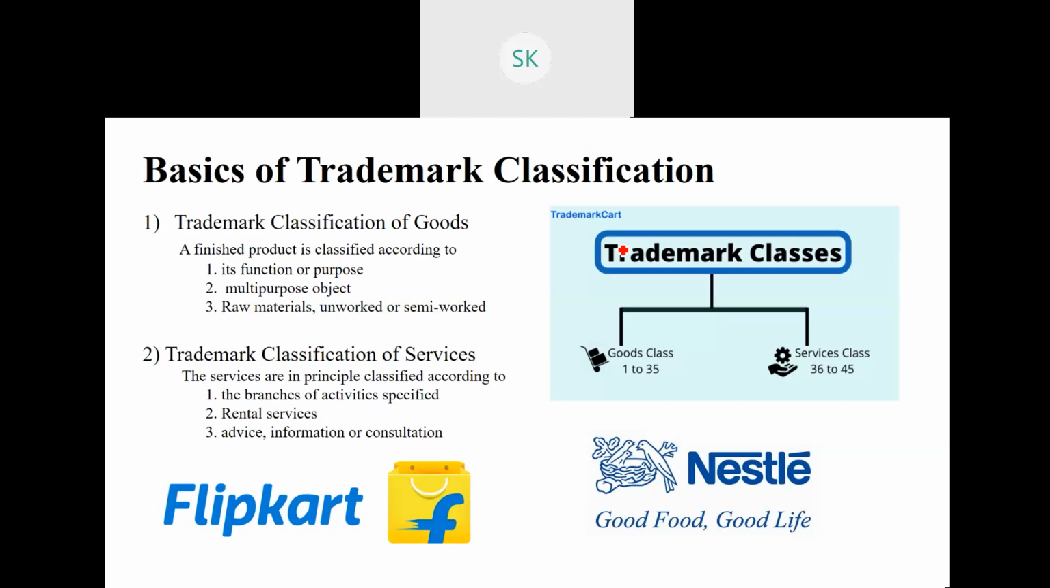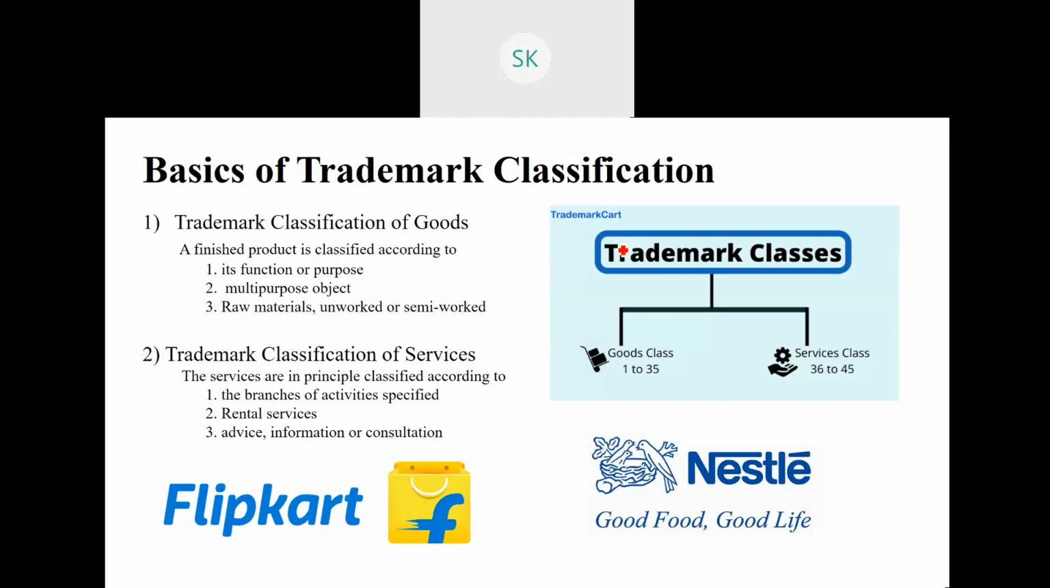The third point to classify is raw materials, unworked or semi worked. This actually means the quality. If there is a product which is common to many classes, then it can be classified according to its raw materials used, and its finish, how it is finished, whether rough finished or fine finished. So classes 1 to 35 are goods classes, and they can be classified according to these 3 points. Then coming towards the second trademark class, that is service classes.